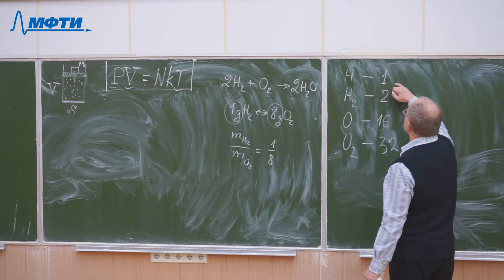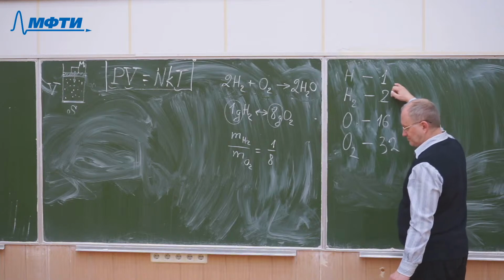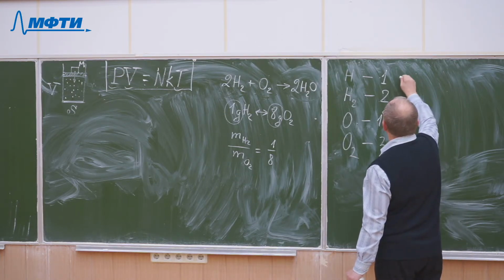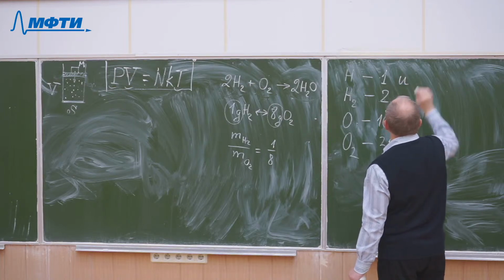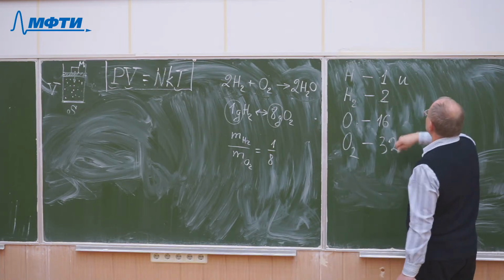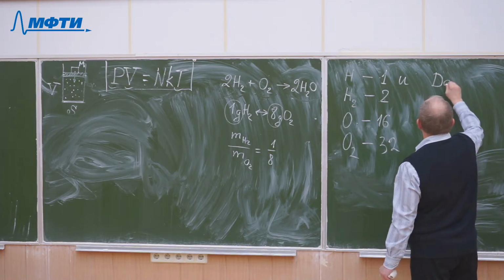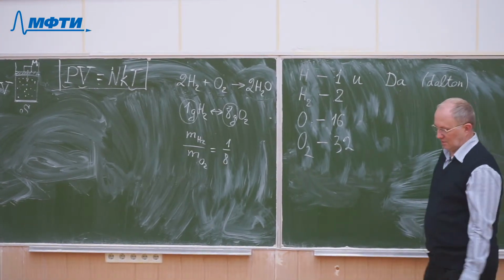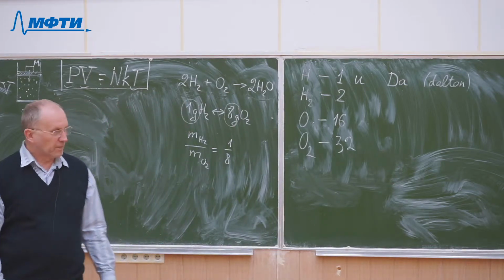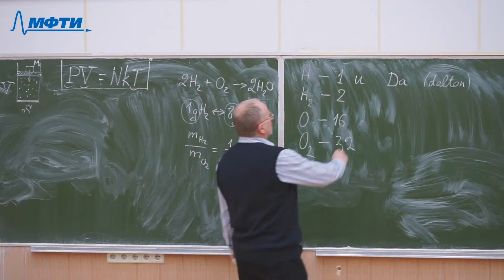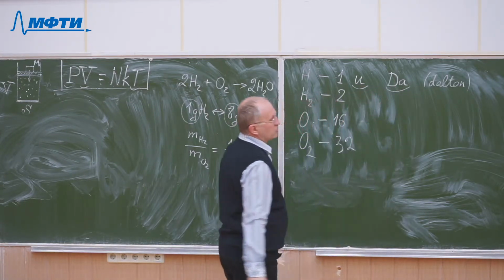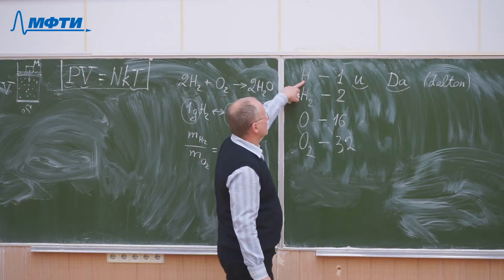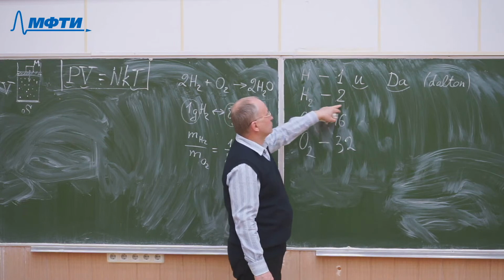And this unit of measurement was called universal atomic mass. Sometimes it's denoted by the character U. Sometimes it's called Dalton. This unit of measurement is sometimes called Dalton, in honor of this physicist and chemist. So there are 2 different notations for this unit of measurement, either U, like unified atomic mass, or Dalton. So the hydrogen atom has a mass of 1 Dalton. A hydrogen molecule has a mass of 2 Daltons.